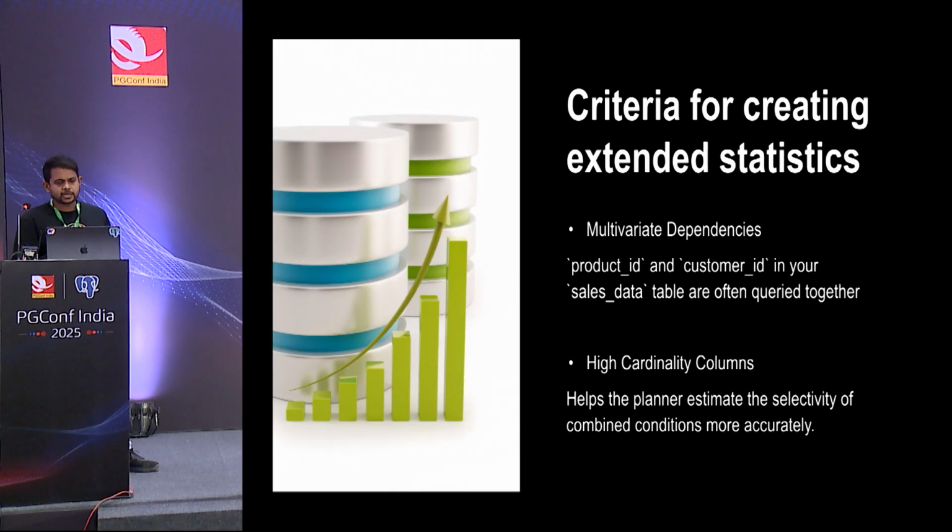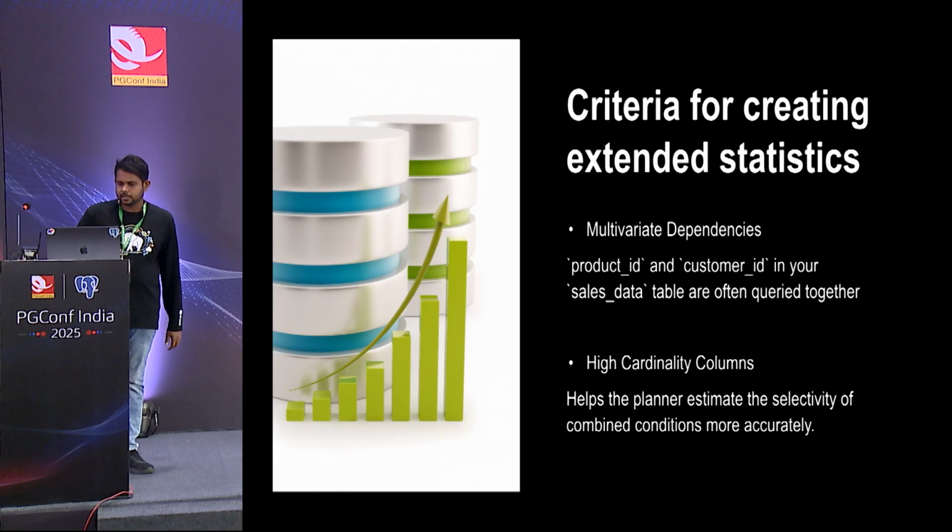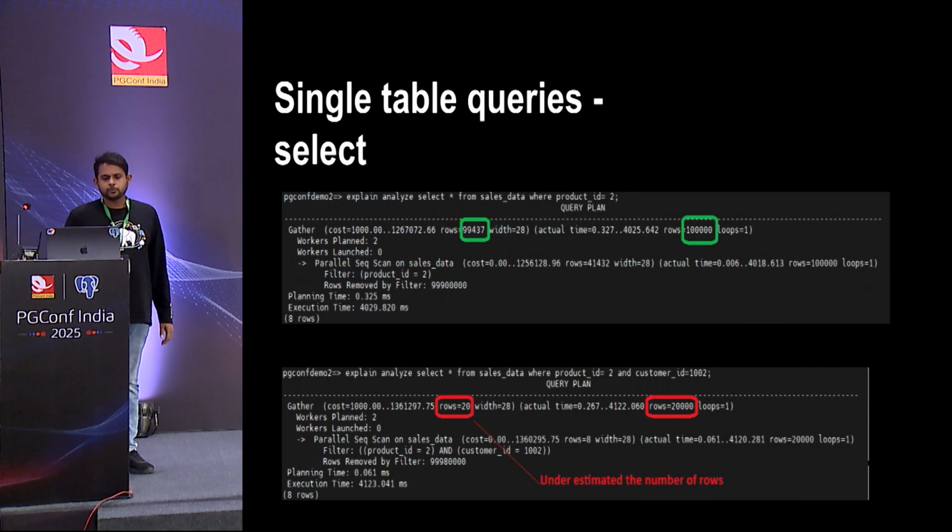As for the criteria, we need to see which columns are included in our query, and make sure these extended statistics are created on those columns. Also look at the high cardinality columns. Cardinality is nothing but the columns which have the highest number of distinct values. Okay, so I will go through the demo now.